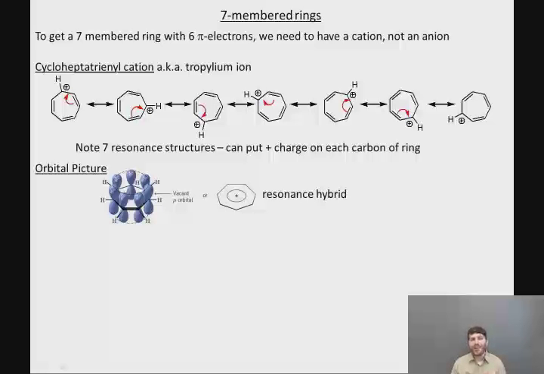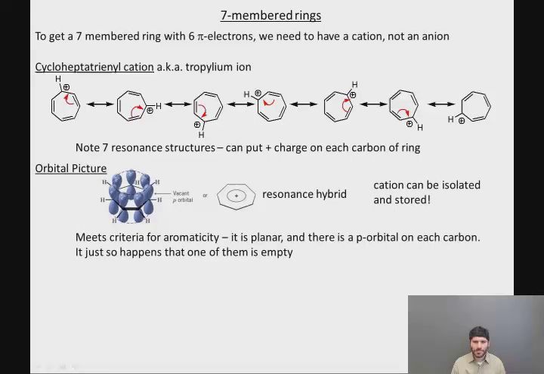Just like we drew a resonance hybrid for the cyclopentadienyl anion, we can draw a similar circle inside the heptagon for the tropylium ion, except now we have to put a positive charge inside it instead of a negative charge, because it's a cation rather than an anion. Okay, so this structure, this cation, meets the criteria for aromaticity. It's planar, there's a p orbital on each carbon, and in fact this cation is so stable that it can be isolated and stored. You can actually buy tropylium with a suitable counter ion.